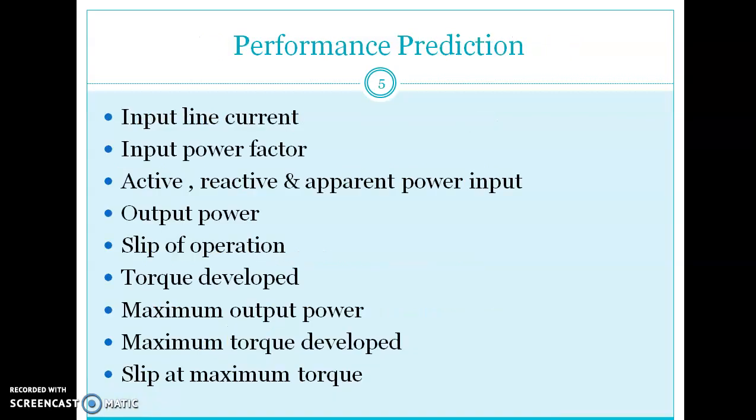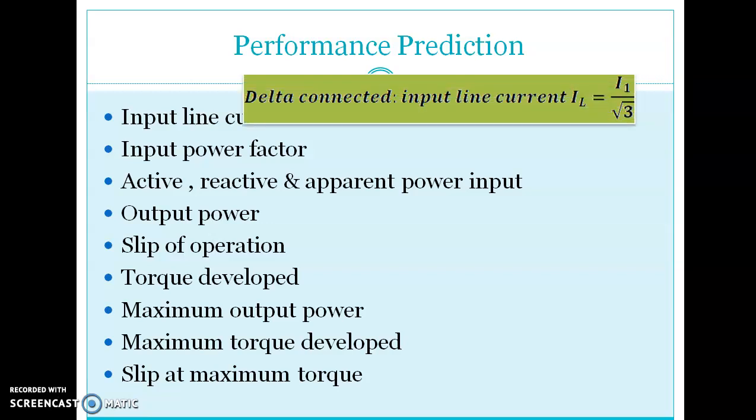The performances which we can predict are listed in the slide. And you can see that almost all the performance of three-phase induction motors can be predicted with the help of the circle diagram construction. About the line current, we have to keep an eye on whether the rotor connection is in star or delta. Here we will be obtaining only the per phase values of the current. So if it is a delta connected system, then we need to compute the line current using the expression I1 by root 3, where I1 is the per phase value of the current which we will be obtaining from the circle diagram.